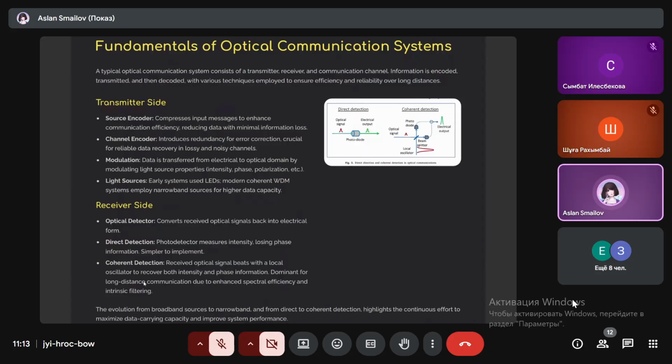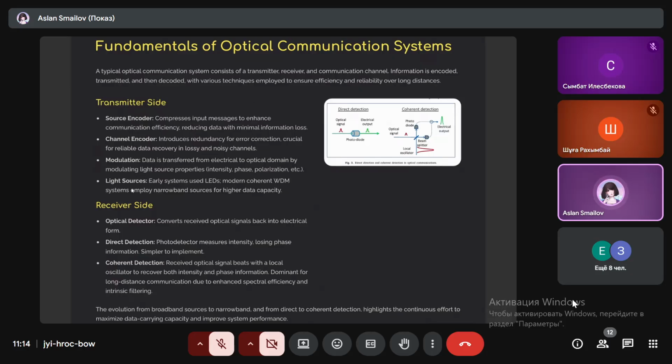Okay, here as you see we have both sides. The first one is the transmitter side, and the second one is the receiver side. On the transmitter side, the source encoder compresses messages to enhance communication efficiency, reducing data with minimal information loss. The channel encoder introduces redundancy for error correction, crucial for reliable data recovery in lossy and noisy channels. Modulation is where the data is transferred from the electrical to the optical domain by modulating light source properties.